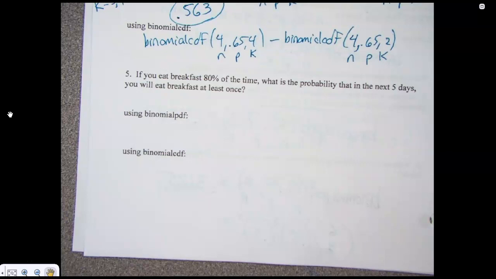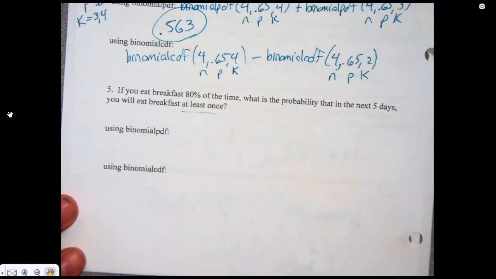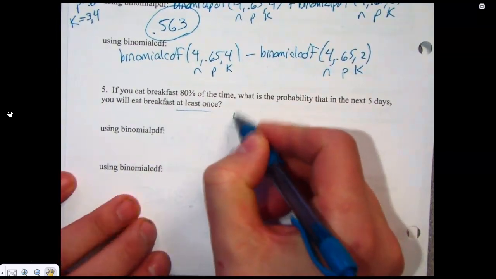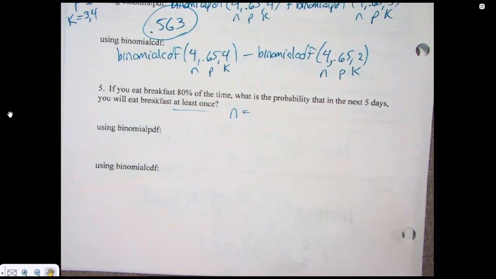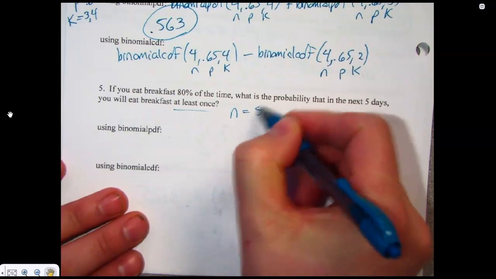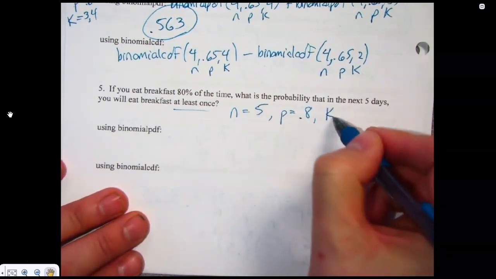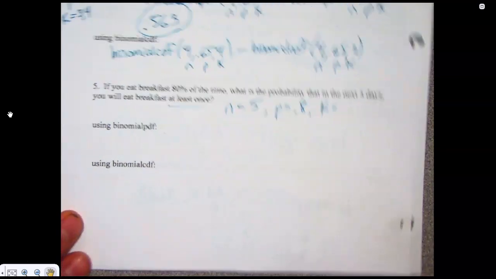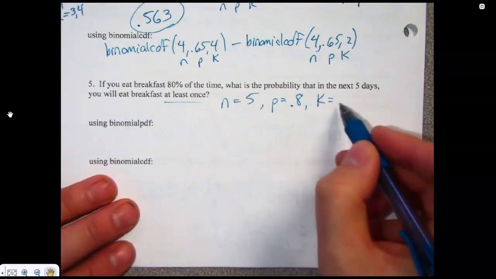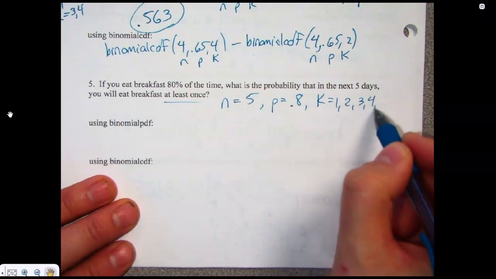This is the most common kind that the AP asks. They like this at least once deal. So, I eat breakfast 80% of the time. What's the probability in the next 5 days I eat at least once? So n equals 5, p equals 0.8. And what is k? 1, 2, 3, 4, 5.